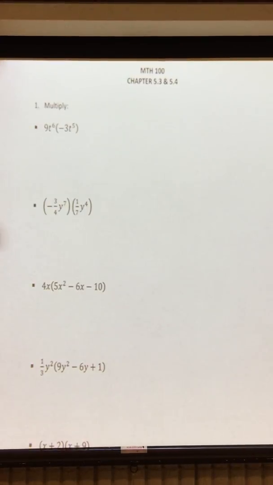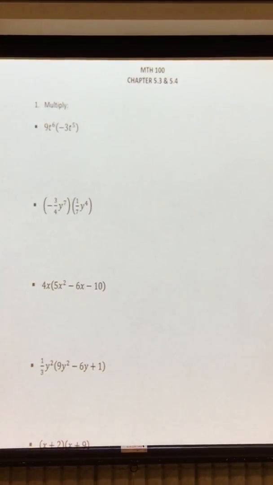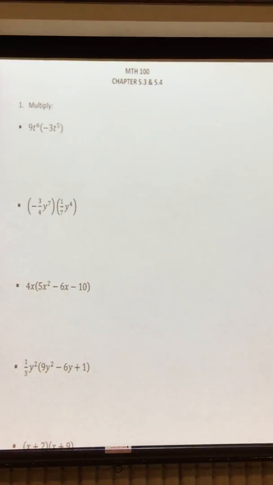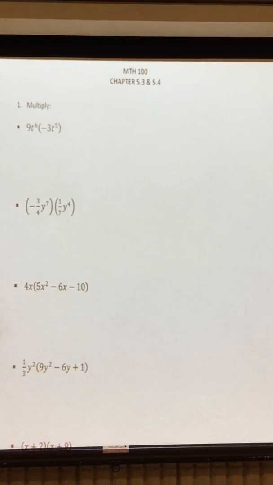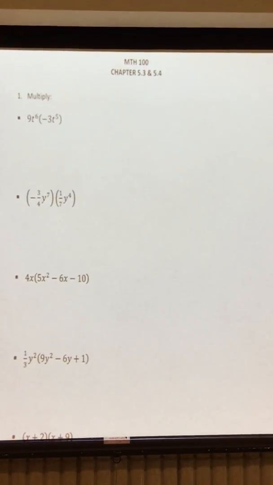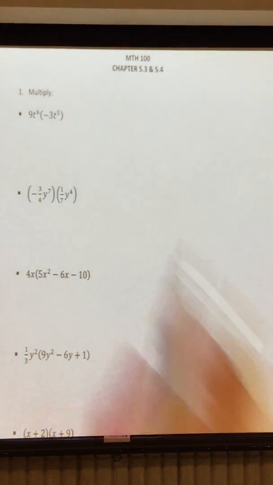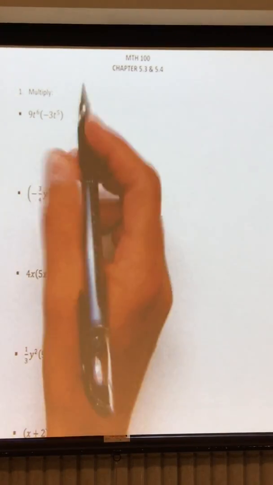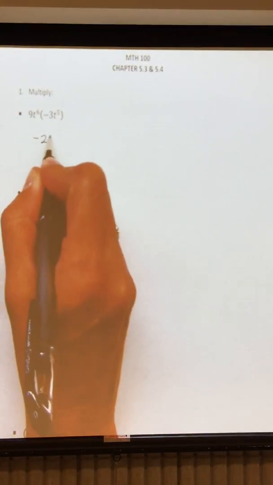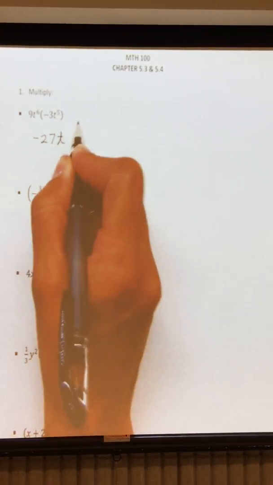Let us begin Chapter 5, Sections 3 and 4. Here we are multiplying exponents. So to multiply exponents, we add the degrees. So 9 times negative 3 is negative 27, t to the 11th.